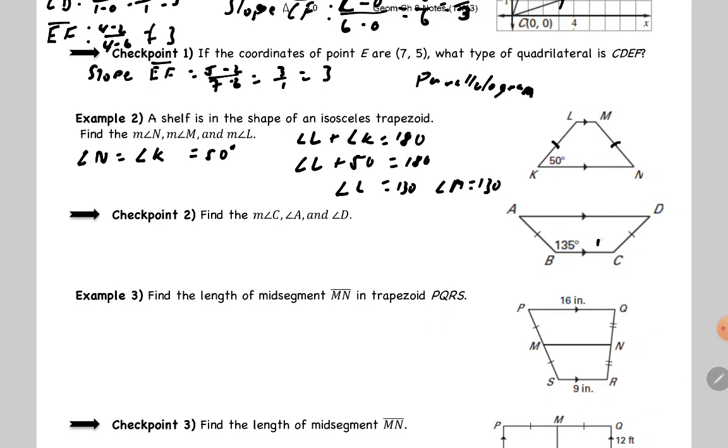So we know that angle C is also 135 degrees. So angle C equals 135 degrees. And we know that 180 minus 135 is 45. So angle A is congruent to angle D, which is equal to 45.